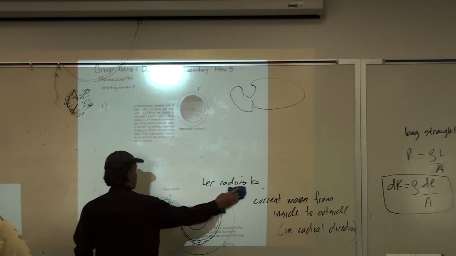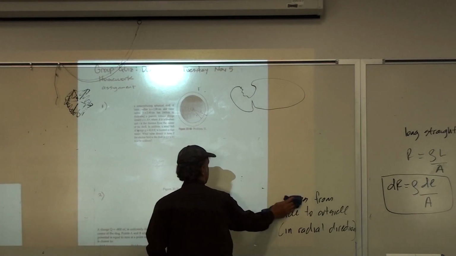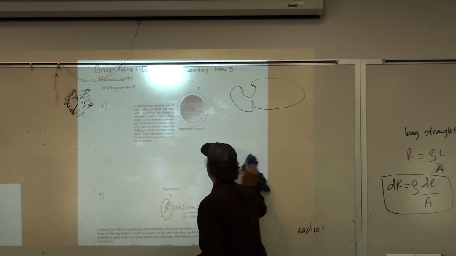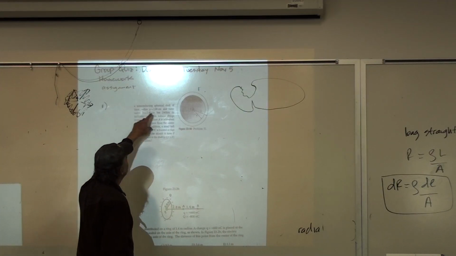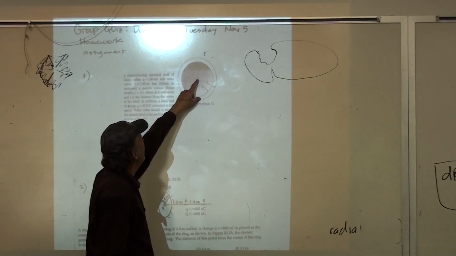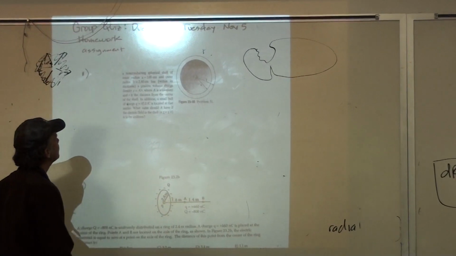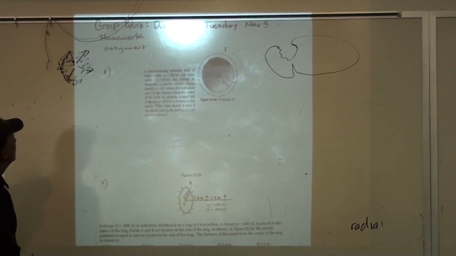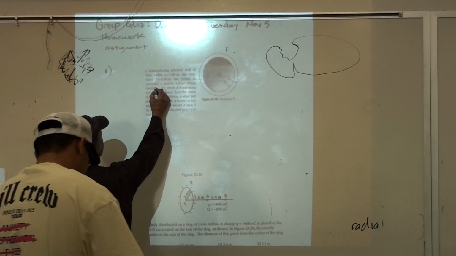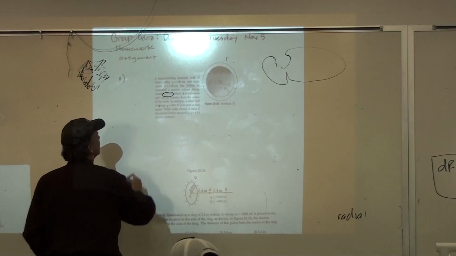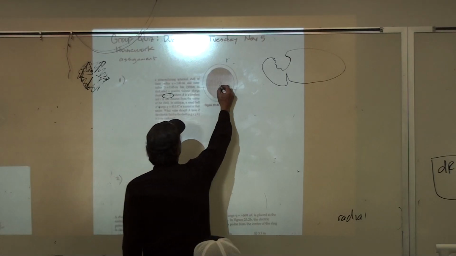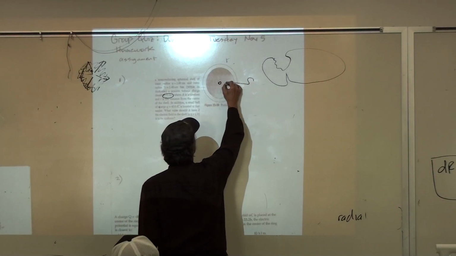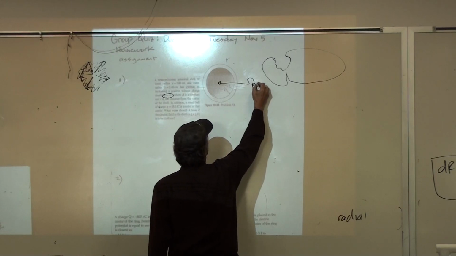So in this first problem, we have a spherical shell that has an inner radius A and an outer radius B. And we have a charge density rho within that spherical shell that goes like A over R. Then in the center, we've got a point charge.